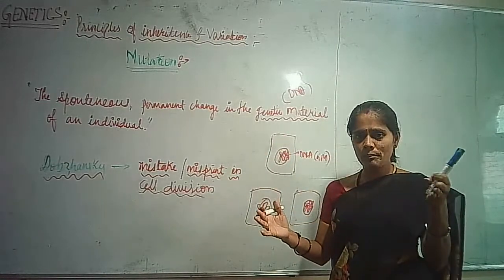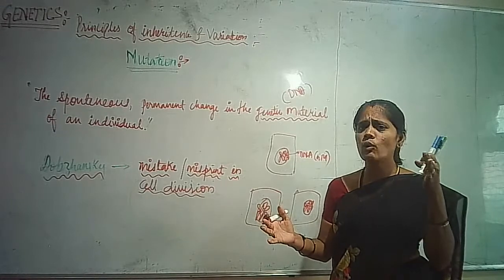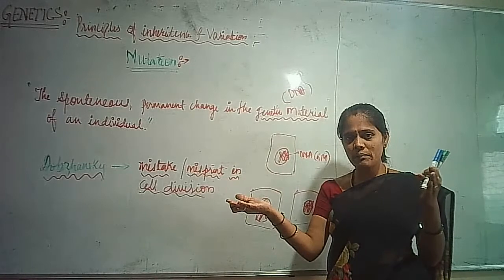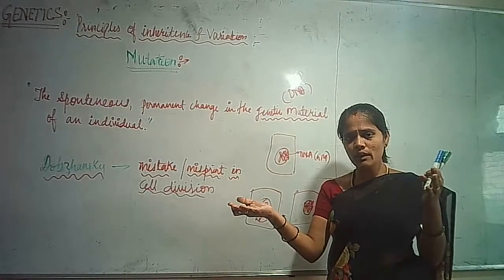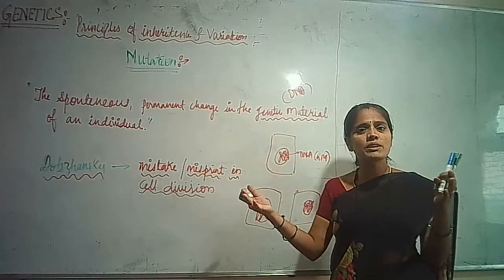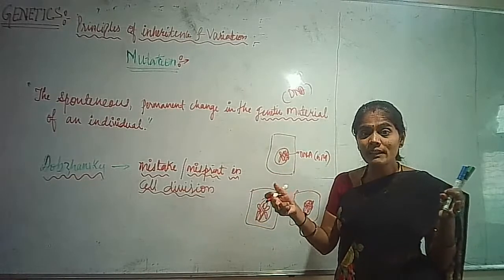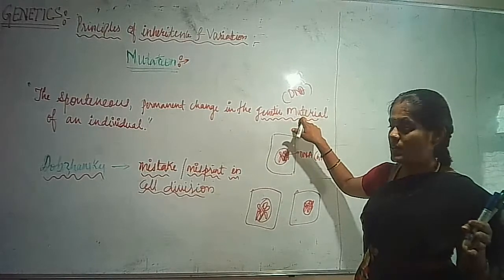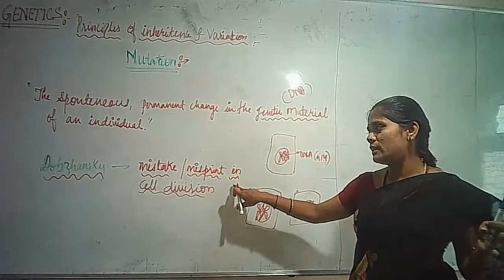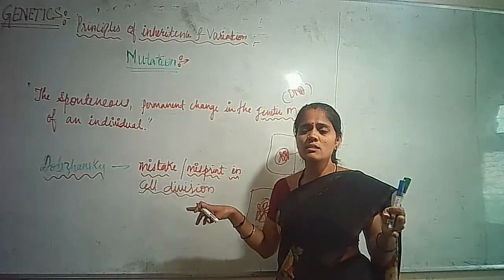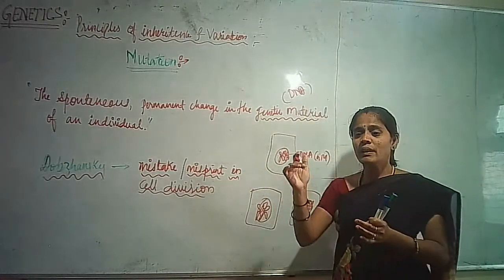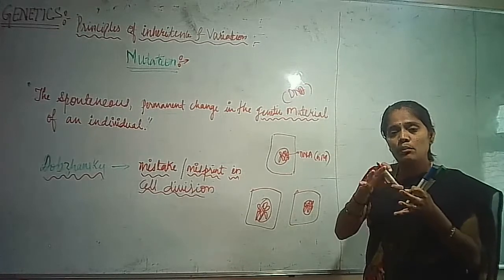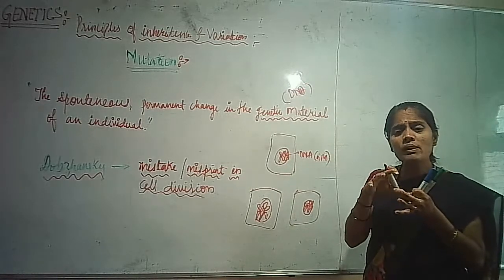Suppose yours is the original one. When your friend is copying from your copy, he or she is making some mistakes in it. That I can consider as a mutation in the case of DNA, a mistake or misprint in cell division. During the process of cell division, the genetic material is doubled. How is it doubling?